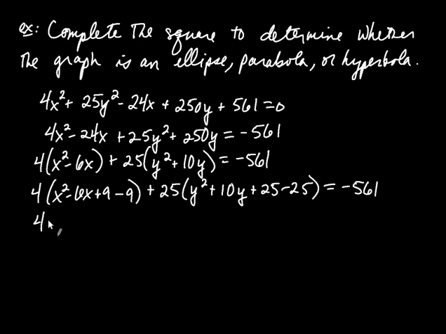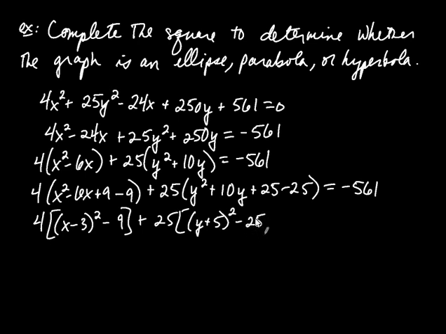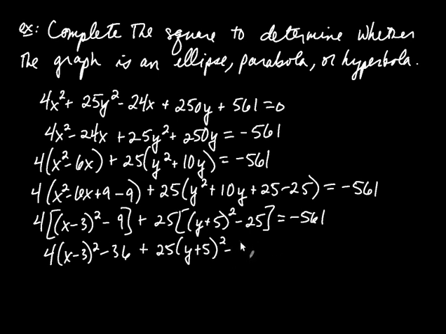And so we're looking at 4 times, now this part is a perfect square by design, so it's x minus 3 squared, and then we still have minus 9, and then plus 25 times y plus 5 quantity squared, take away 25. That take away 25 is the one that still remains, equal to negative 561. And now we have to distribute the 4. That's why it's important to have that 4 there. So it's going to be 4 times x minus 3 squared minus 36 plus 25 times y plus 5 squared minus 625 is equal to negative 561.